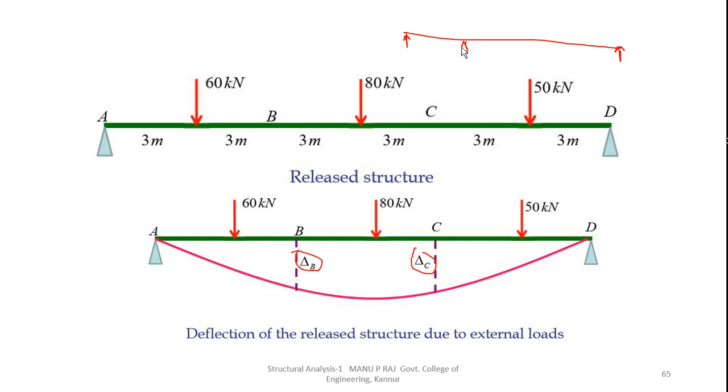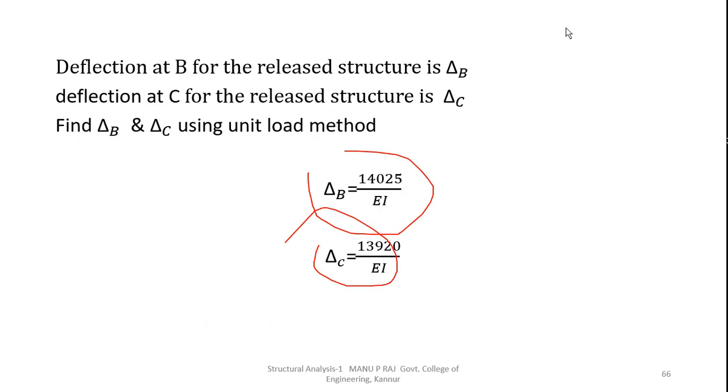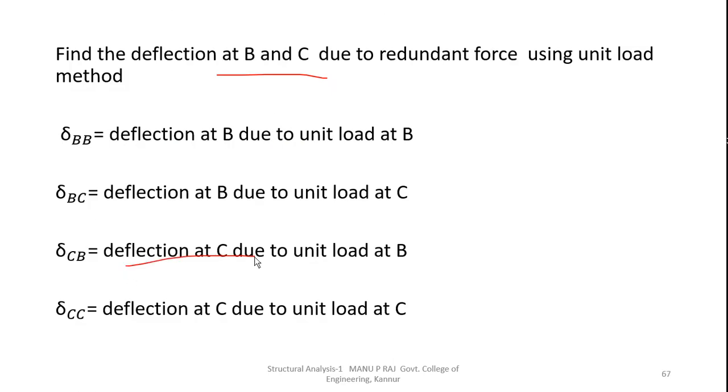Now if you are applying 1 kilonewton at point B only, there will be deflection at B, that is small delta BB, the deflection at B due to load at B. And there is also a deflection at C, that is delta CB, the deflection at C due to load at B. Like that, this is deflection at C due to unit load at B, and this is deflection at B due to unit load at B.